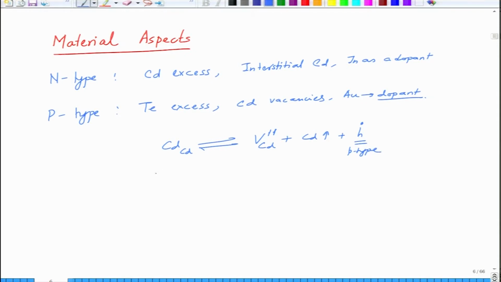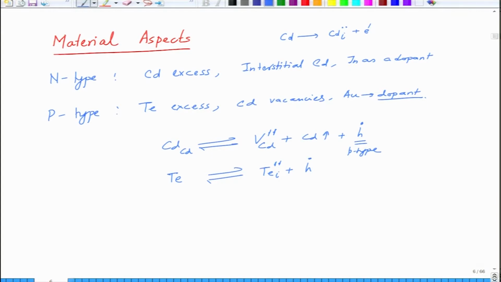Okay. And similar defect reactions you can write for tellurium excess. So, when you put tellurium in there, tellurium goes to an interstitial site, and this is negatively charged tellurium, and this gives you holes as well. Whereas in this case, if you put cadmium, cadmium goes to an interstitial site, it has a positive charge, as a result it will give you electrons. Okay. So, this is how you write the defect reactions in this material.